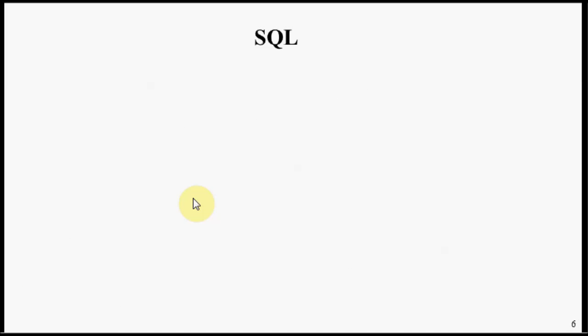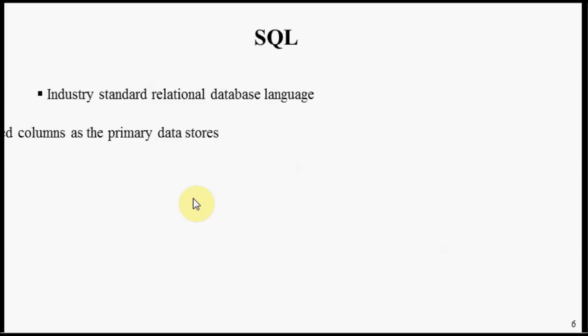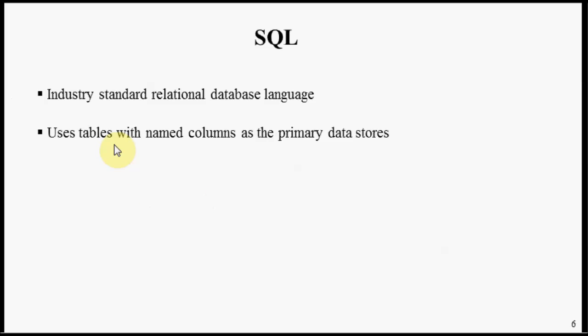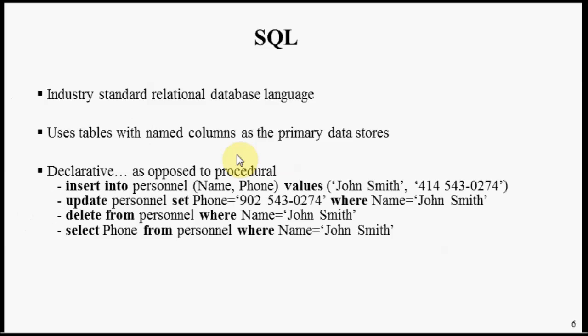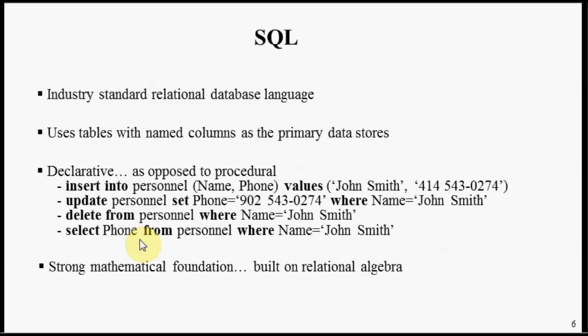Relational database technology uses something called SQL. SQL is an industry standard relational database language. Relational database technology uses the notion of tables, which have rows and named columns, as the primary data storage. SQL is a declarative language. It provides various constructs for inserting, updating, and deleting records in these tables and the ability to query on these tables. SQL has a strong mathematical foundation built on something called relational algebra.